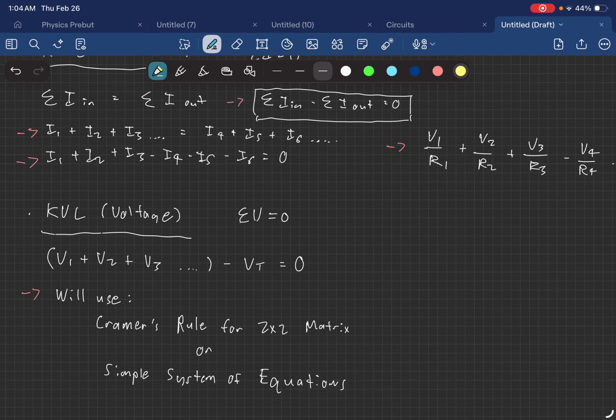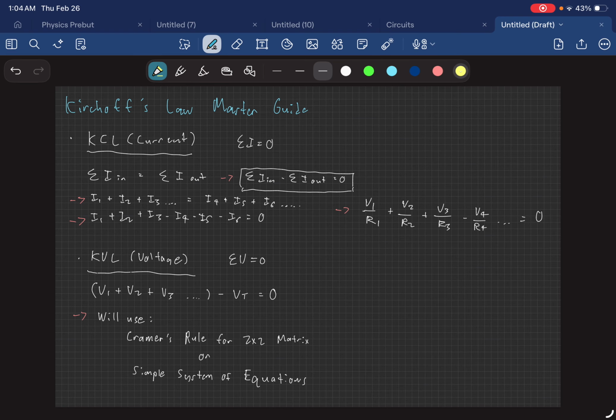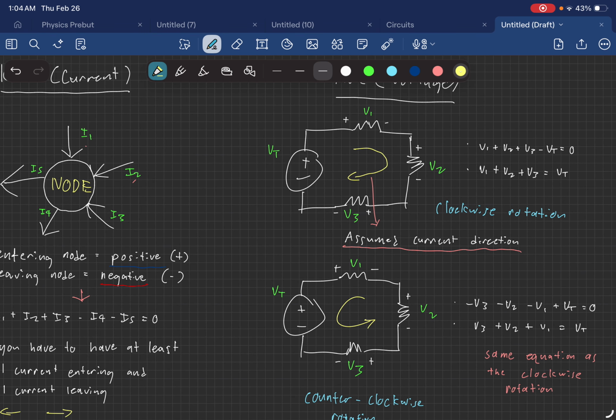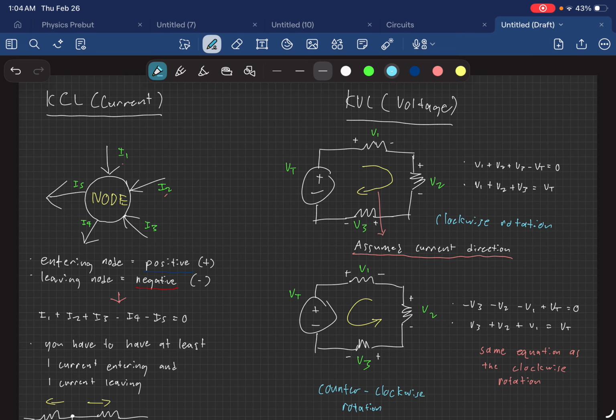It says here as well, later we can use Cramer's rule for a 2x2 matrix, or just a simple system of equations. This is absolutely the fastest way. I'll show you that shortcut, system of equations. Okay, let's visualize that, shall we? Just like KCL, we have to assume current directions. It can be in any way. I'll show you right here.